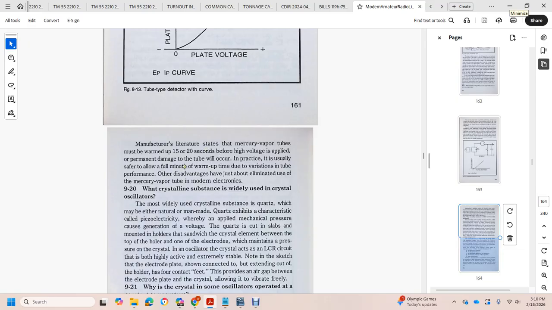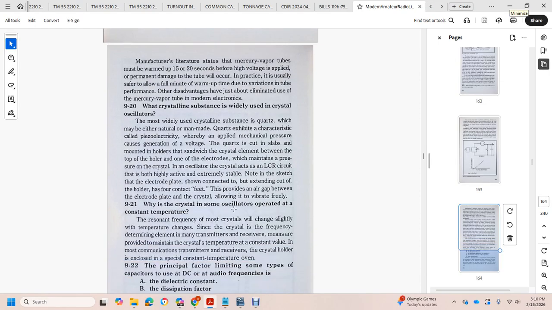What crystalline substance is used in crystal oscillators? The most widely used crystalline substance is quartz. It must be either natural or man-made and exhibit the characteristic of piezoelectricity, generating a voltage when mechanical pressure is applied. A slab is cut and the crystal element is sandwiched between two electrodes. The oscillator crystal acts like an inductor, capacitor, and resistor circuit, and is highly active and extremely stable.